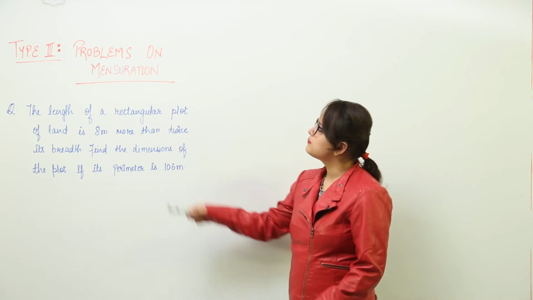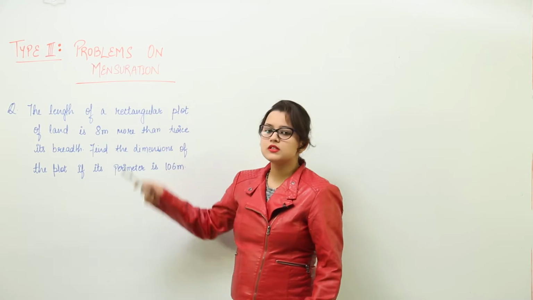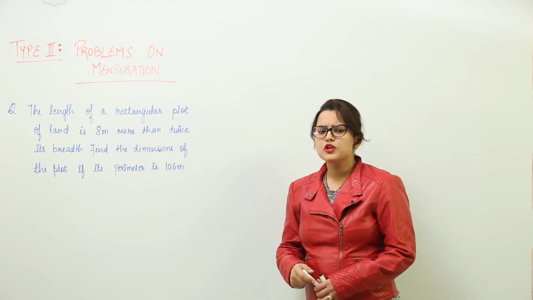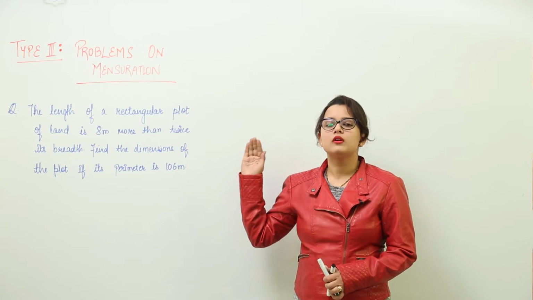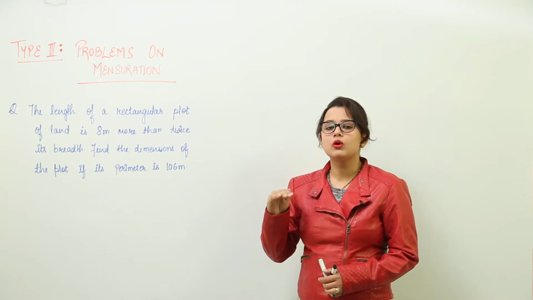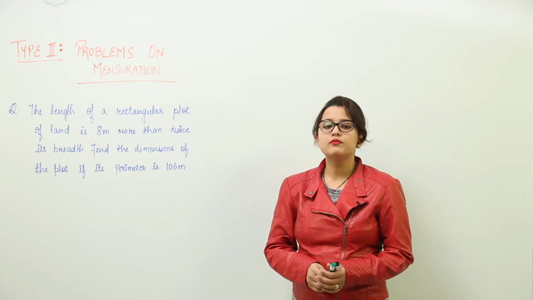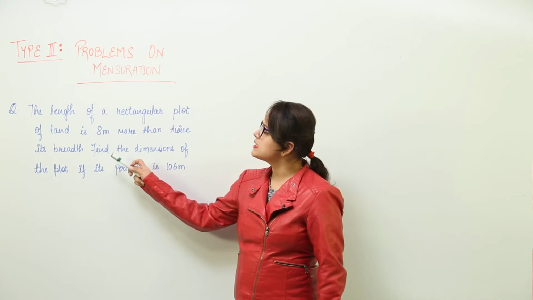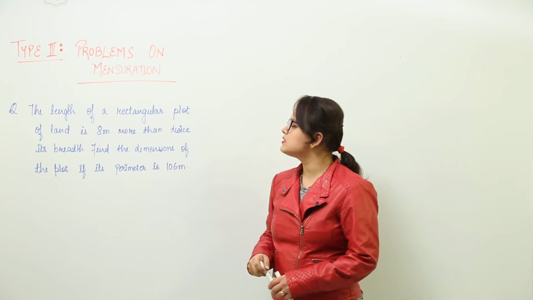Type 3 is based on mensuration. Now we know that mensuration is about the surface areas and volumes, so maybe we have to use those formulas. So please keep in mind, revise and keep in mind all the formulas that we have used for the chapters of mensuration.